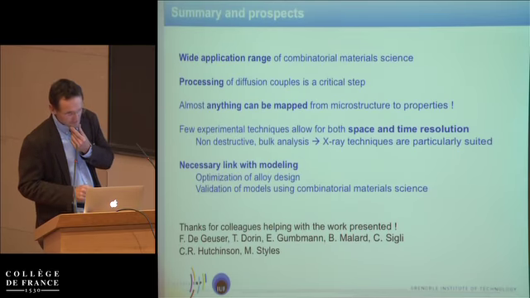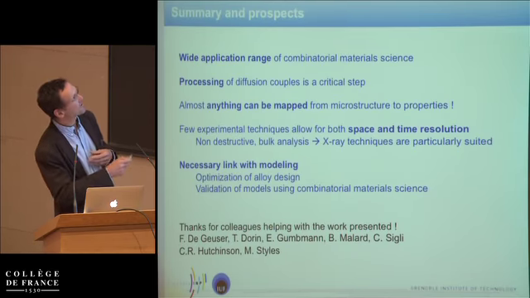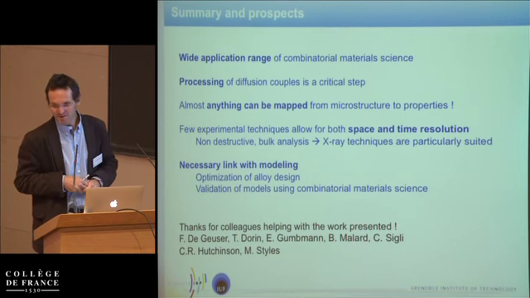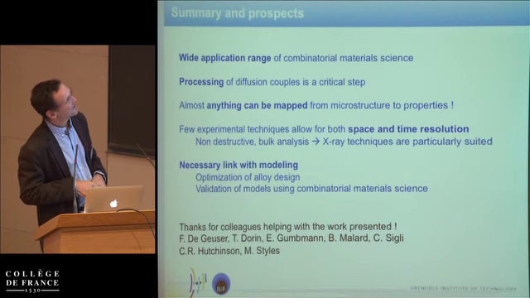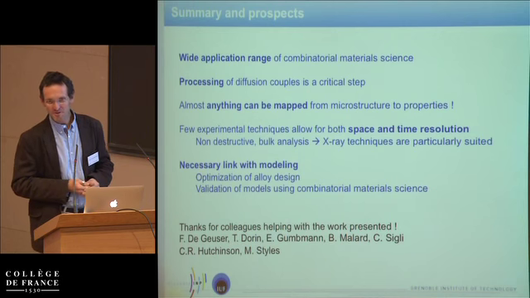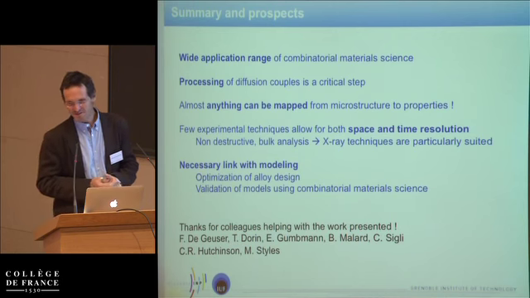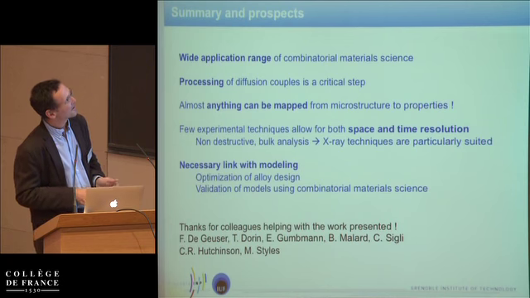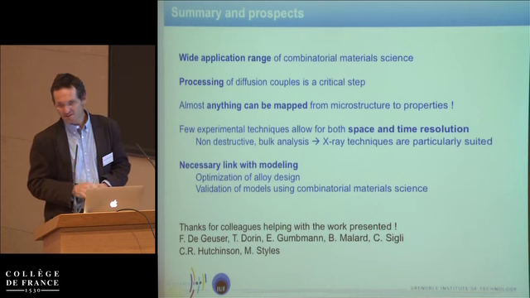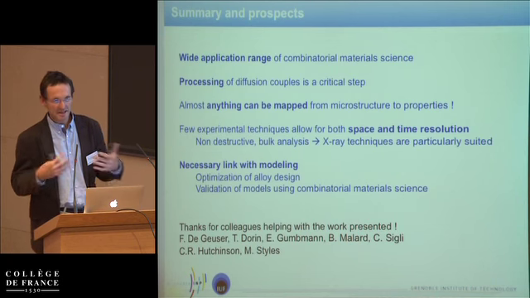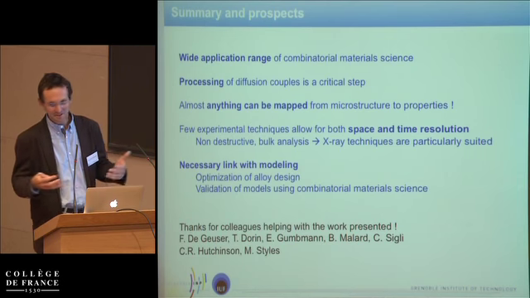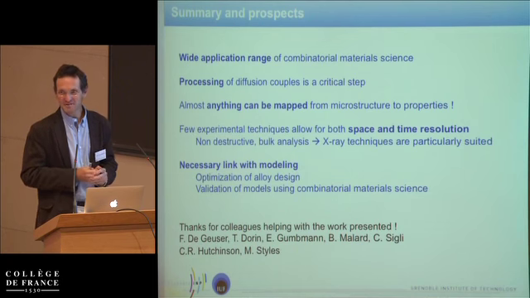So a small summary. I hope I've shown you that there is a wide application range of combinatorial material science, and with that you may be able to fill a few holes in material space. If you do that, it's good to link with people who are good in processing, because I think the processing of these materials is quite a critical step. Almost anything can be mapped, any property, except, as I said, properties that are scale dependent, such as fracture. And of course, you can fracture only one material, and looking at the fracture in the compositional gradient is quite difficult, so this is a problem.